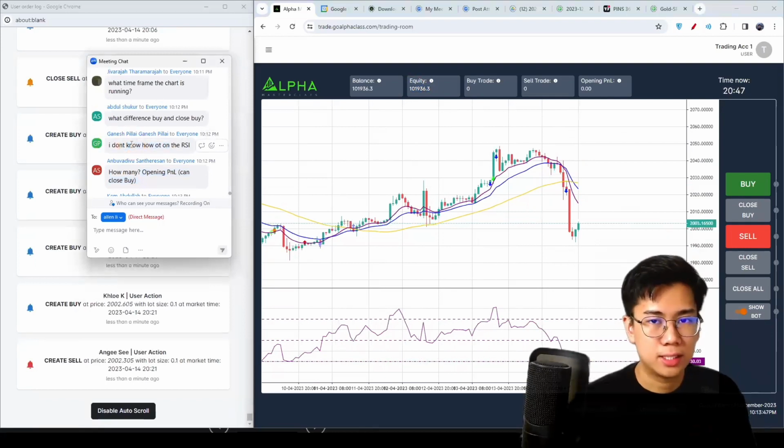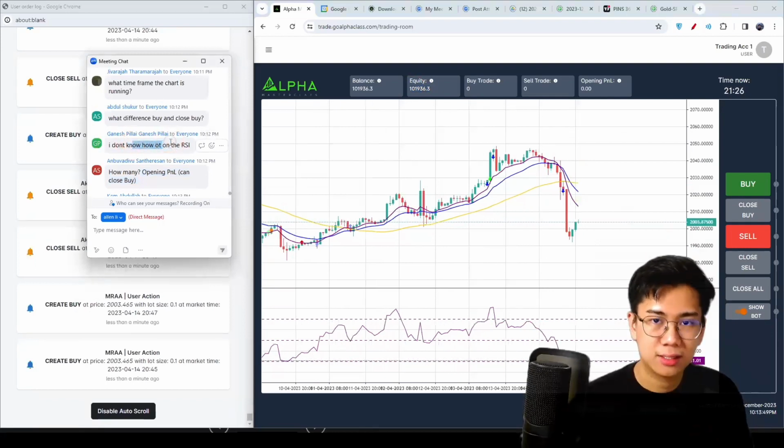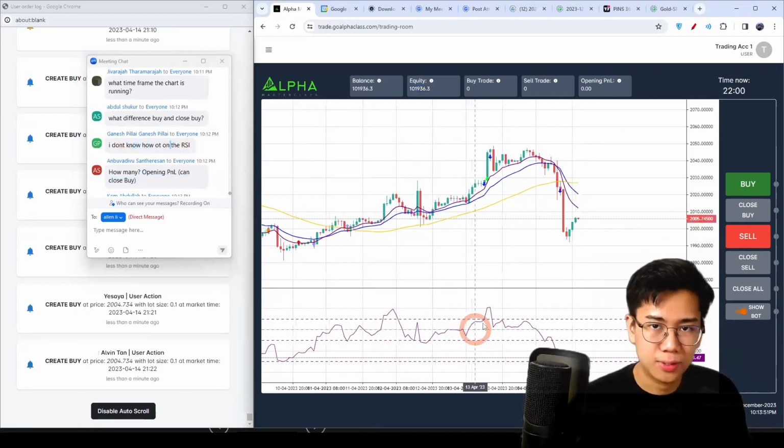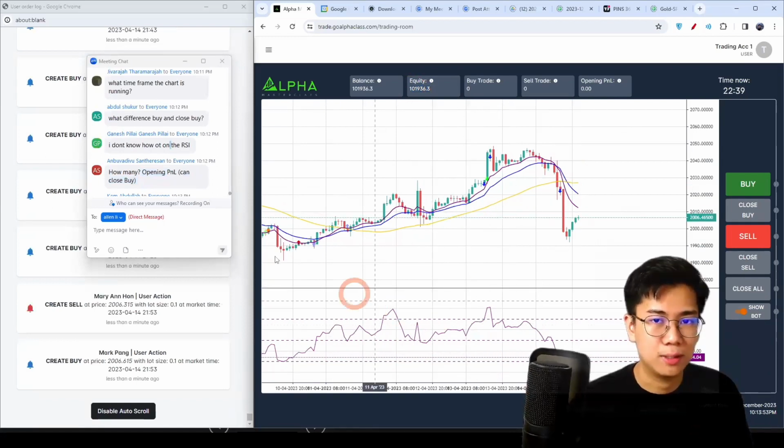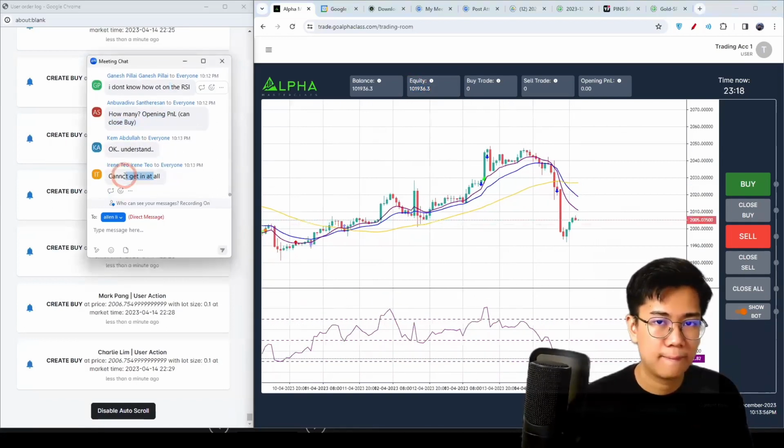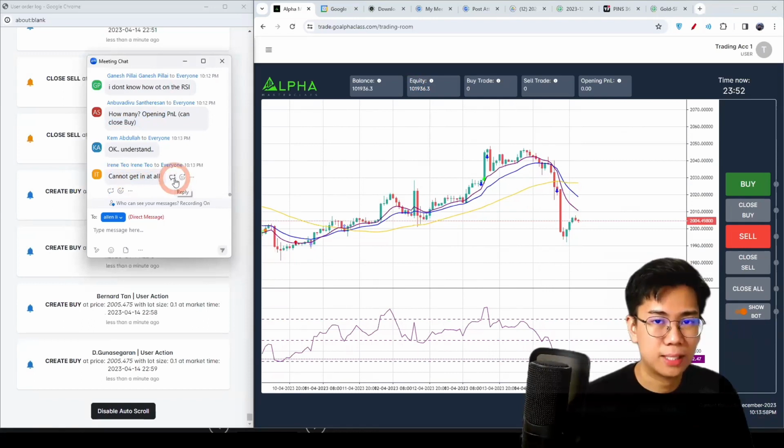Ganesh, are you using computer? RSI is just below here. You don't need to turn on anything, it's just always below here. Irene, did you contact my team?